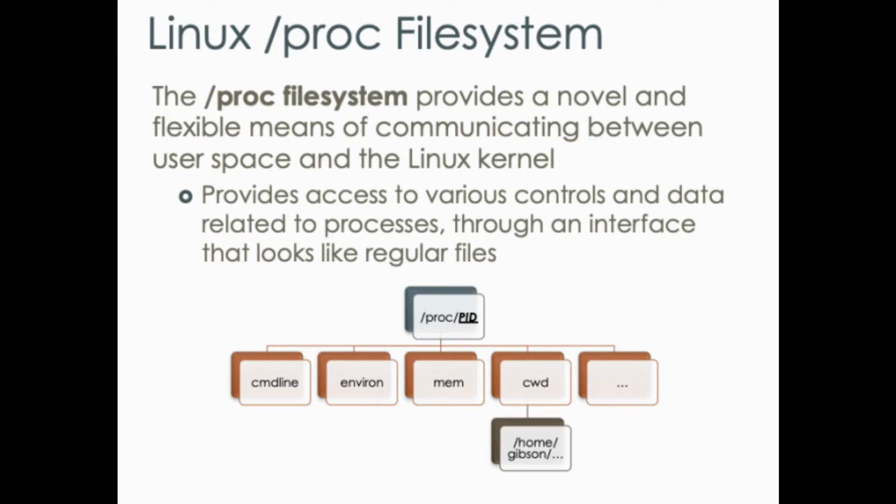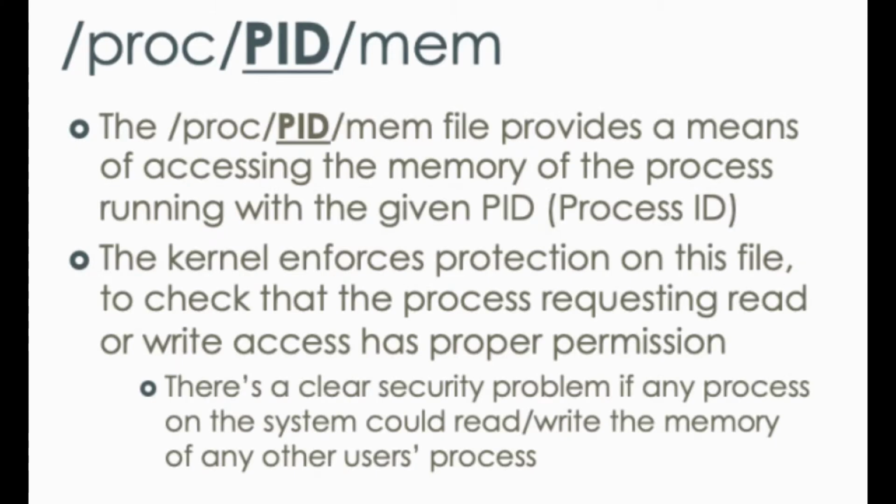The last thing we need to discuss is process ID within the /proc file system, specifically /proc/pid/mem. This file basically provides a means of accessing the memory of the process running with a given process ID. The kernel enforces protection on this file to check that the process requesting read or write access has proper permission. However, there's a clear security problem if any process on the system could read or write the memory of any user's process. In this case, that's a clear vulnerability.